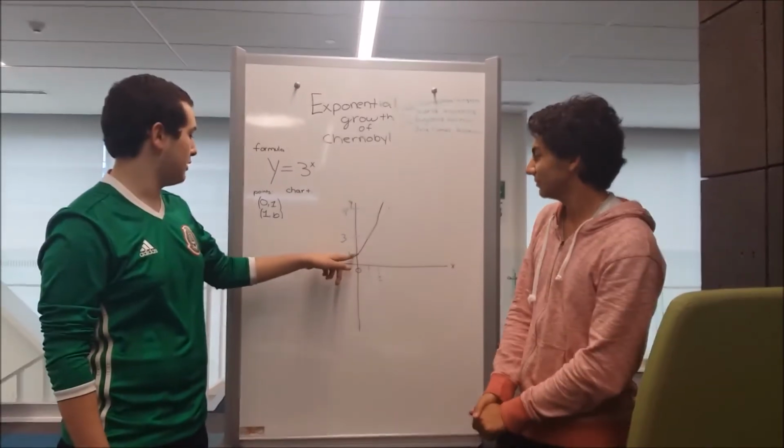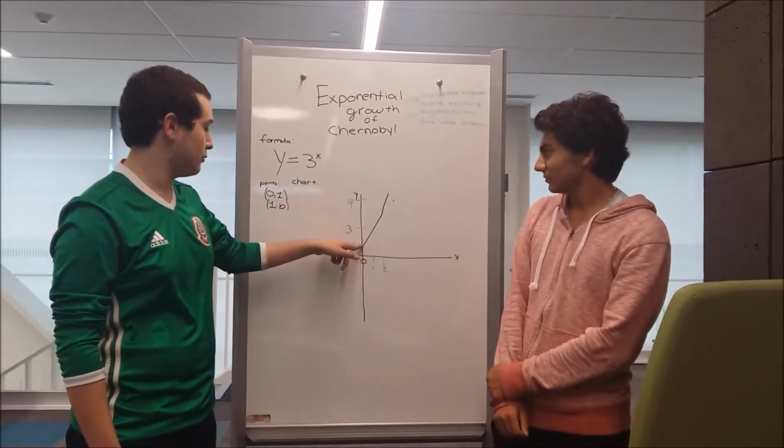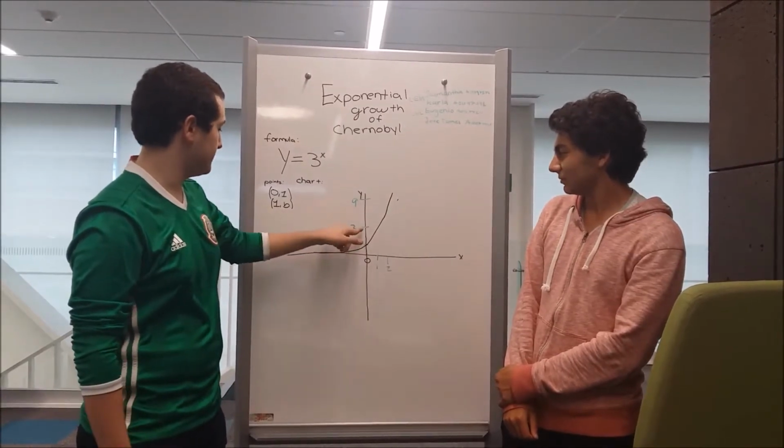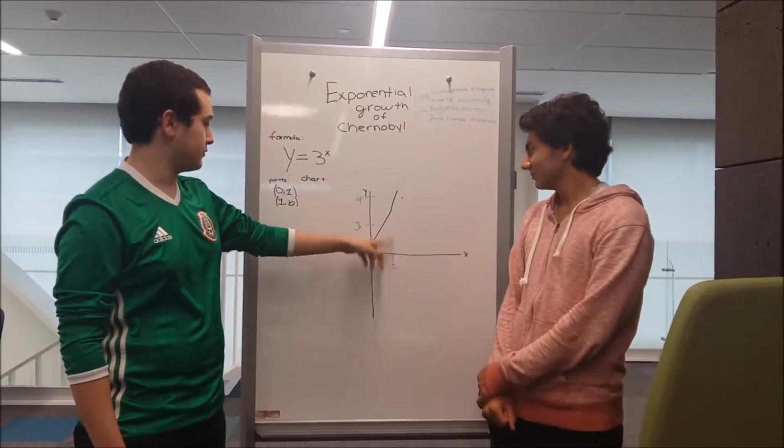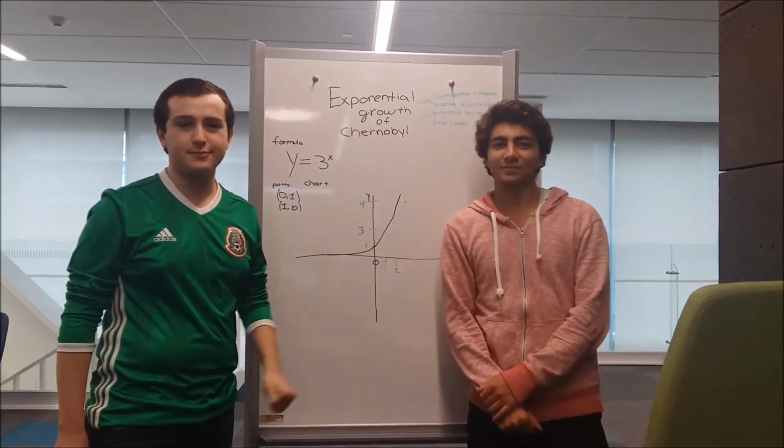That is (0,1) and (1, the base), that is 3, and the next one is (2,9) because of that formula.